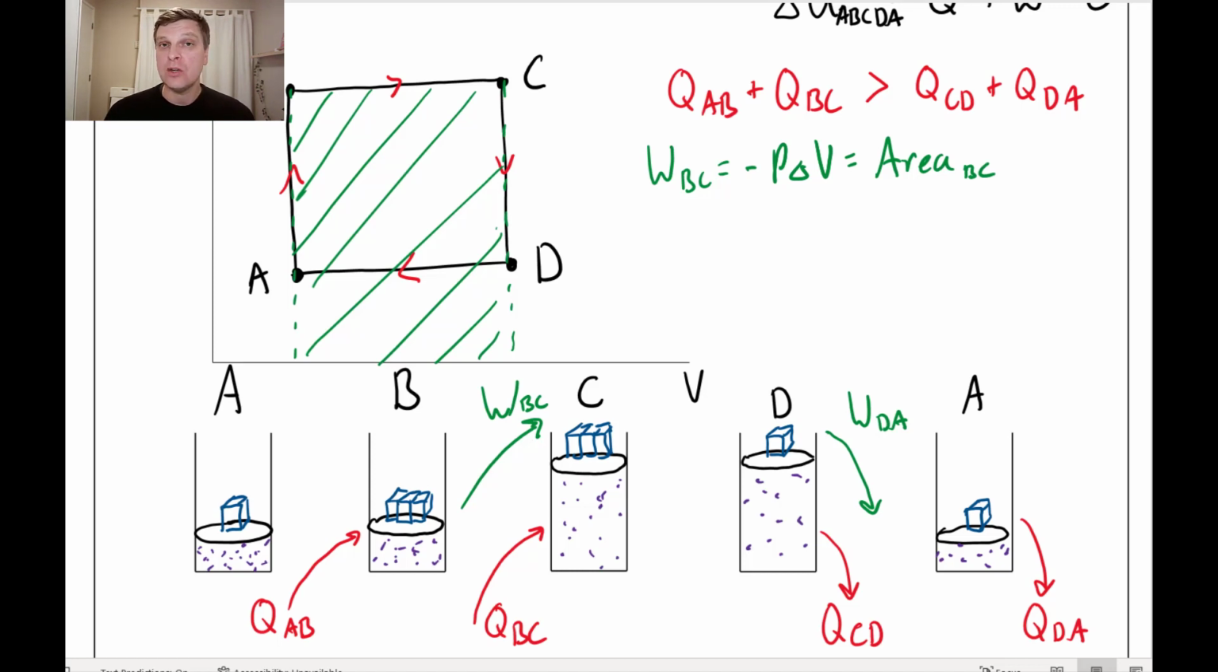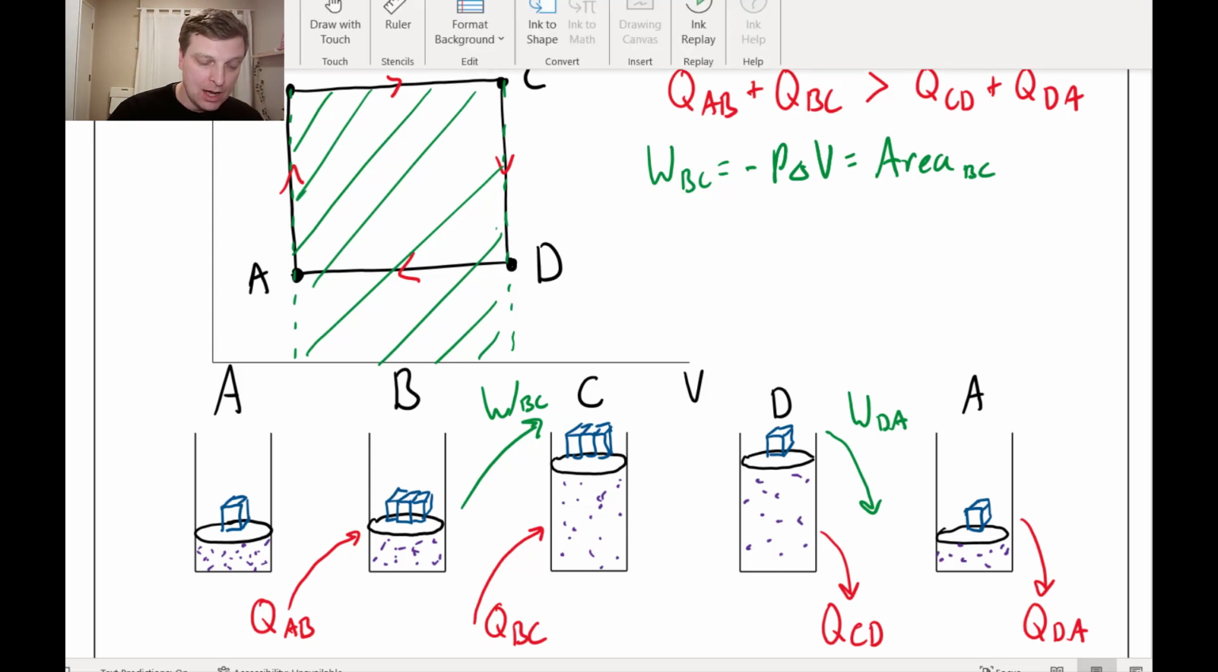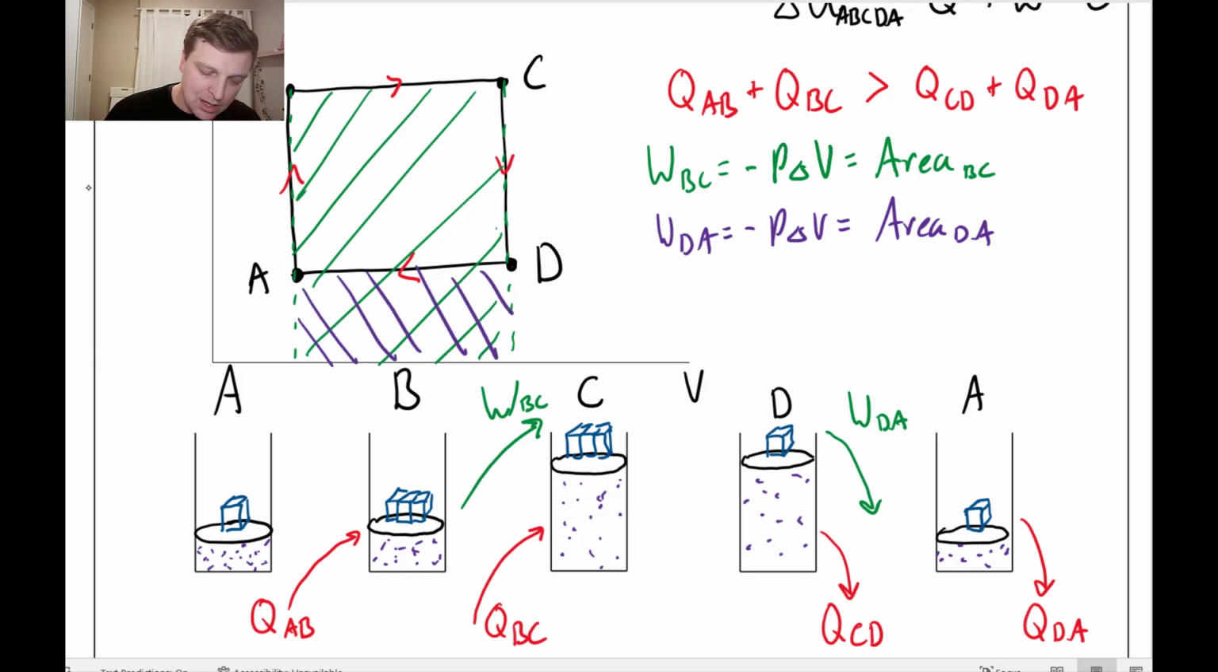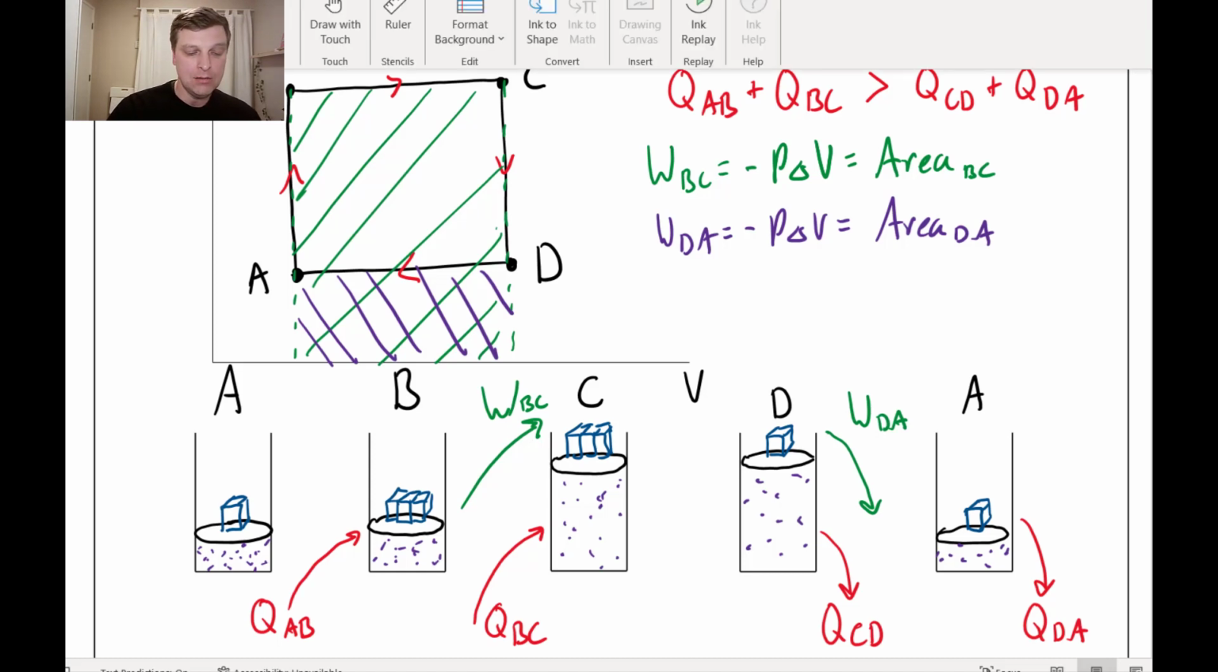But remember that we also did work on the gas, and we did work on the gas in step D to A. And so the work done on the gas would be the area. Work done on the gas, W_DA, which again is negative P delta V, would be the area from D to A, which is this area right here. And here's what I want you to notice, is that overall, the work that was done for us by this heat engine really is just the work that's enclosed by the enclosed shape.